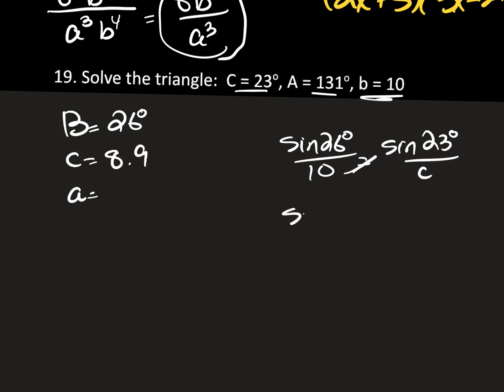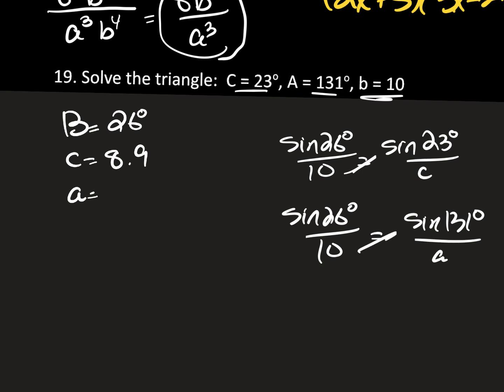I'm going to use the same fraction again, the sine 26 over 10. Except this time I need to find little a. So I'm going to put big A on the top. Now, by the way, little a is going to be bigger than little c because the angle A is so much bigger. So I'm going to cross multiply again. 10 times sine 131, divide that by sine 26. Getting 17.2, which is twice as big, which is pretty big.